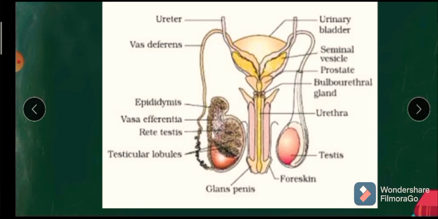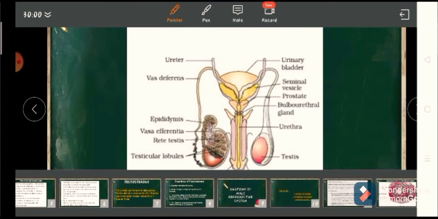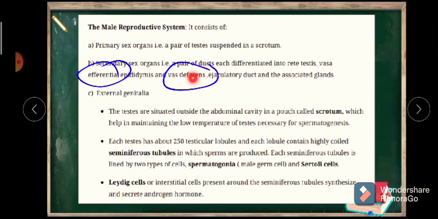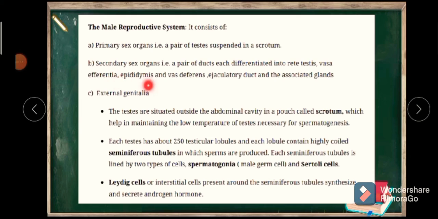So in the anatomy of the male reproductive system, the rete testis is present, the vasa efferentia is present, and then the epididymis and vas deferens. These are not primary sexual organs, but secondary sexual organs. Okay, students?